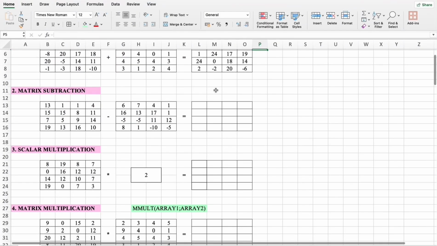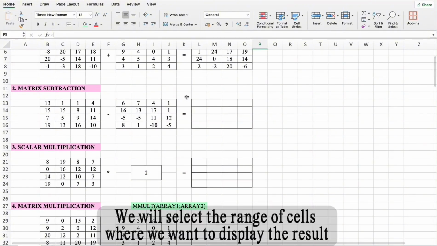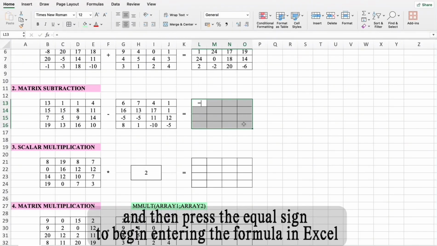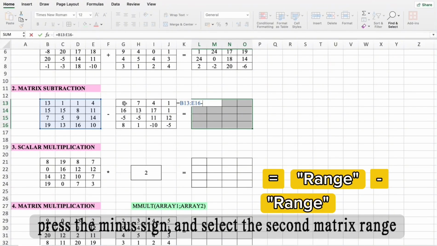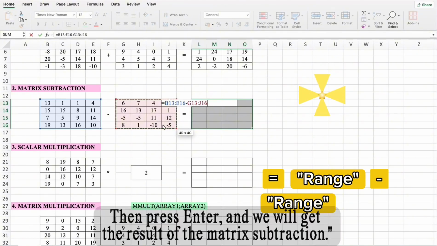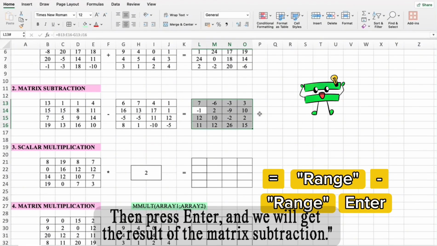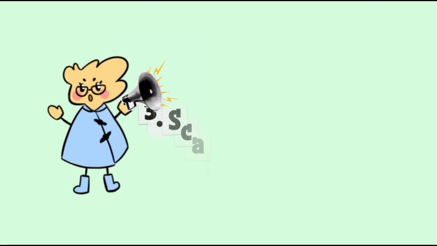Next, we move to the next metric function. We will select the range of the cells where we want to display the result, and then press the equal sign to begin entering the formula in Excel. Highlight and select the entire first matrix range. Press the minus sign and select the second matrix range. Then press enter. We will get the result of the matrix subtraction.